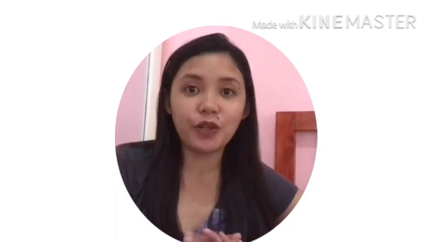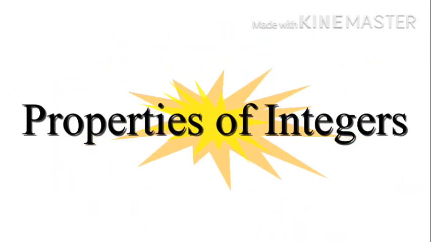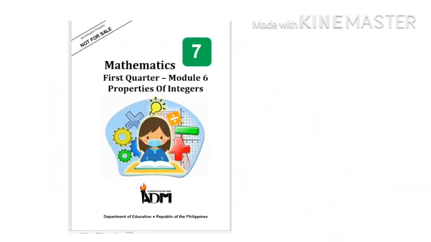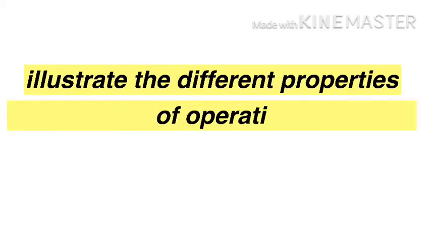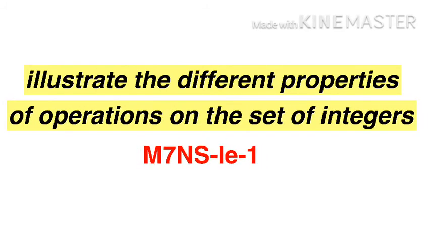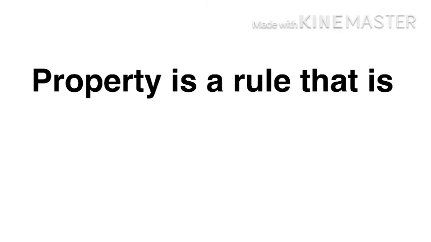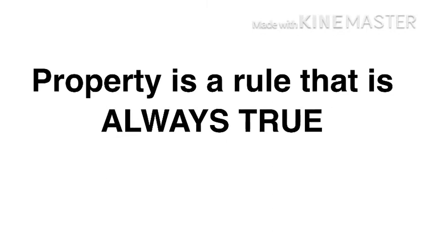In this video, we are going to learn properties of integers, Module 6 of Mathematics 7. This lesson will help you illustrate the different properties of operations on the set of integers. In mathematics, property is a rule that is always true. So here are the different properties of integers.